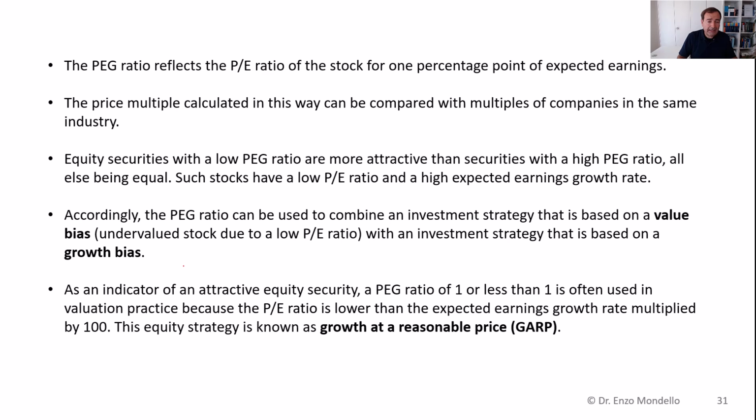Then, as an indicator of an attractive equity security, a PEG ratio of 1 or less than 1 is often used in valuation practice. Why? Because the PE ratio is lower than the expected earnings growth rate multiplied by 100. Such an equity strategy is known as growth at a reasonable price.